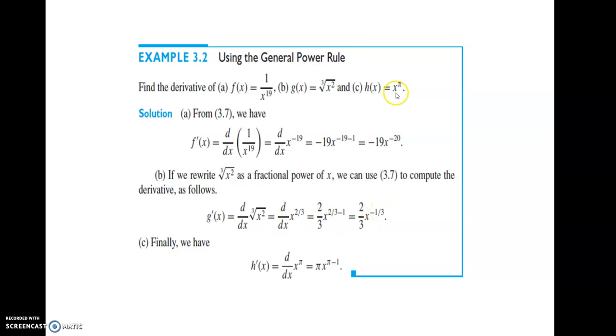Finally, for this one, look here, pi is the power, and you know that pi is a real number. Therefore, I can write directly pi x to the power pi minus 1. I just use the power law directly. So don't do any simplification here, leave it as it is.